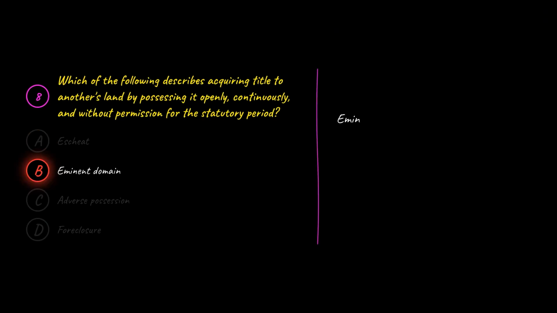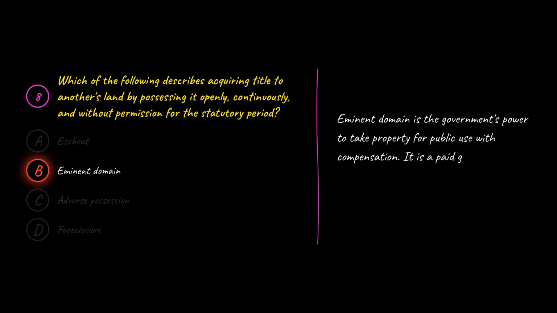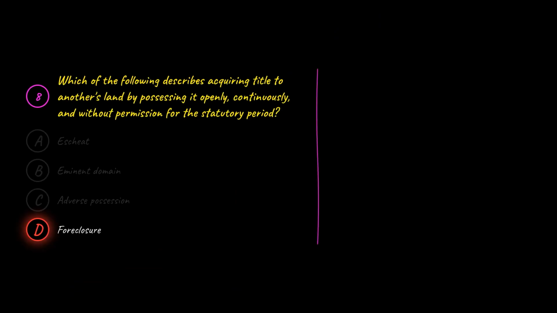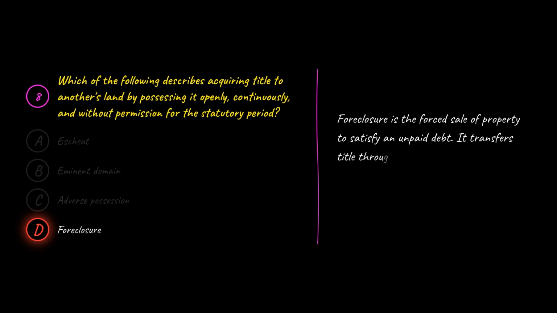B is wrong because eminent domain is the government's power to take property for public use with compensation. It is a paid government taking, not a private party gaining title by occupying land without permission. D is wrong because foreclosure is the forced sale of property to satisfy an unpaid debt. It transfers title through a lender's remedy, not through a possessor's open, continuous occupation over many years. Adverse possession is one of the rare ways title to land can change hands without the owner's consent.